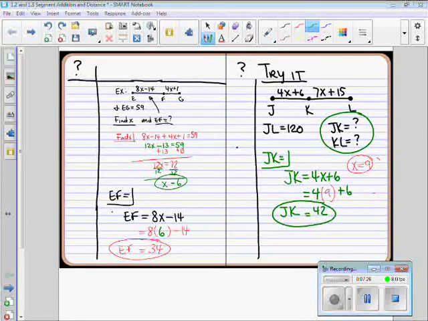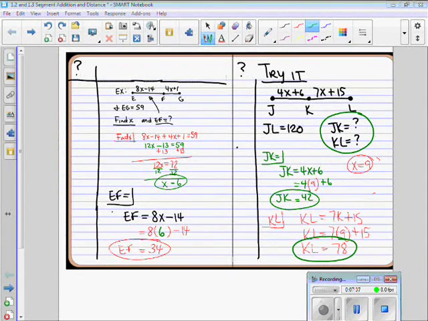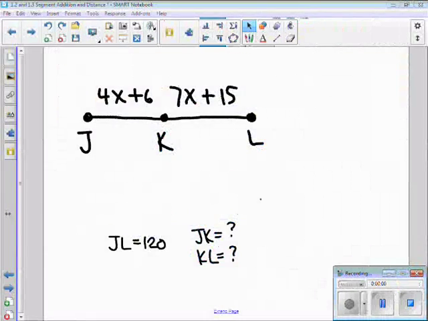And there's my JK. I just plugged in the 9 to the expression. I wrote the equation, plugged in the expression or the X equals 9, and found what JK is. And there's KL. Okay. All right, fantastic. Now let's move on. This problem is our try it problem.